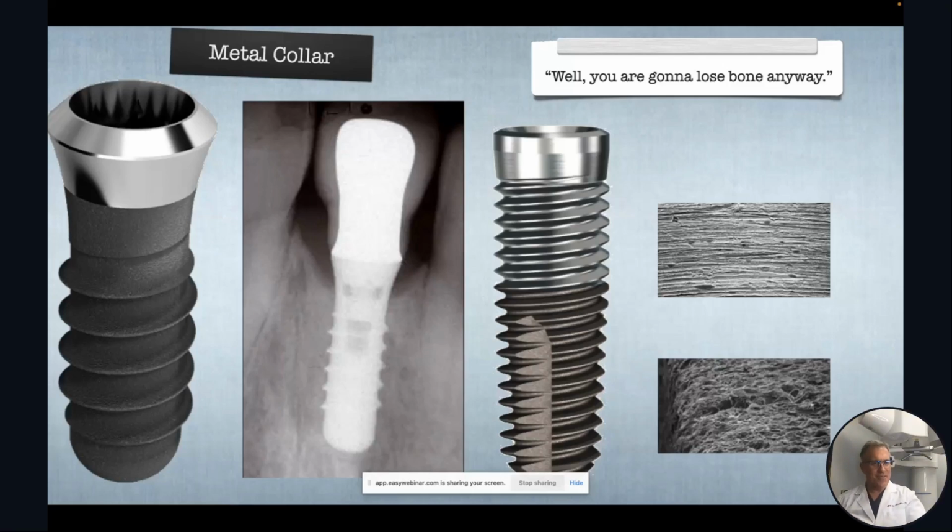I don't think these got too popular because I don't really see them used in the US. Maybe they're not used anywhere in the world anymore, but I don't like this philosophy. Just make it shiny, you're going to have bone loss. The fact that it's shiny supposedly is less irritating to the gums. But again, I don't think that's a good way to go.